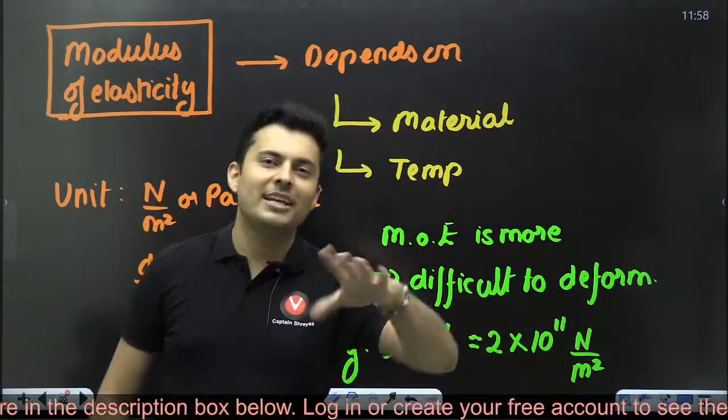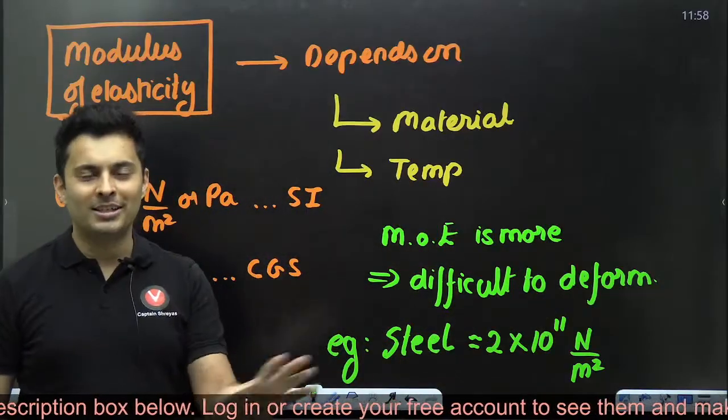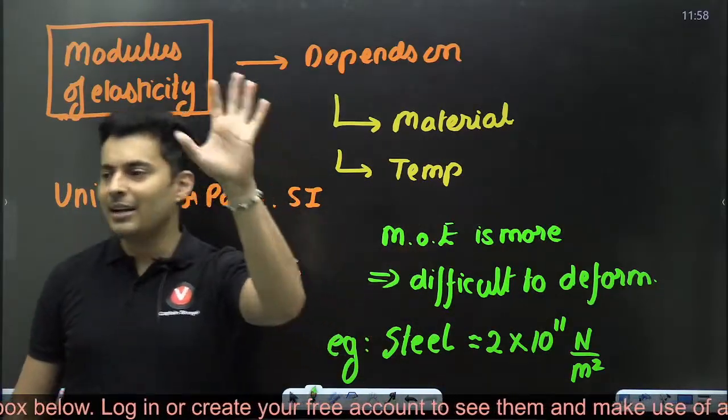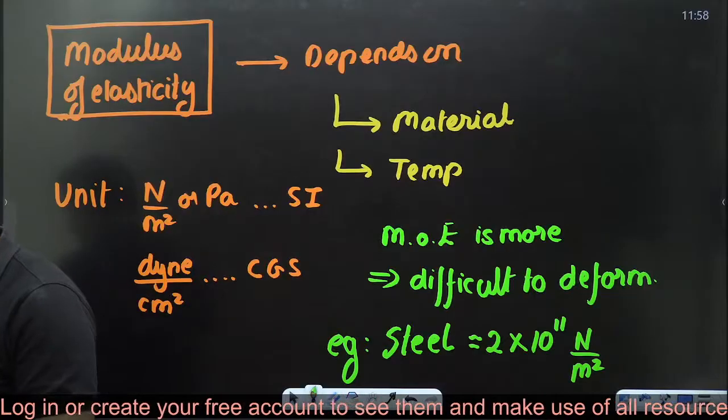It is not going to be like 5, 6, 7, that low constant. It's a very, very high value that you generally see.